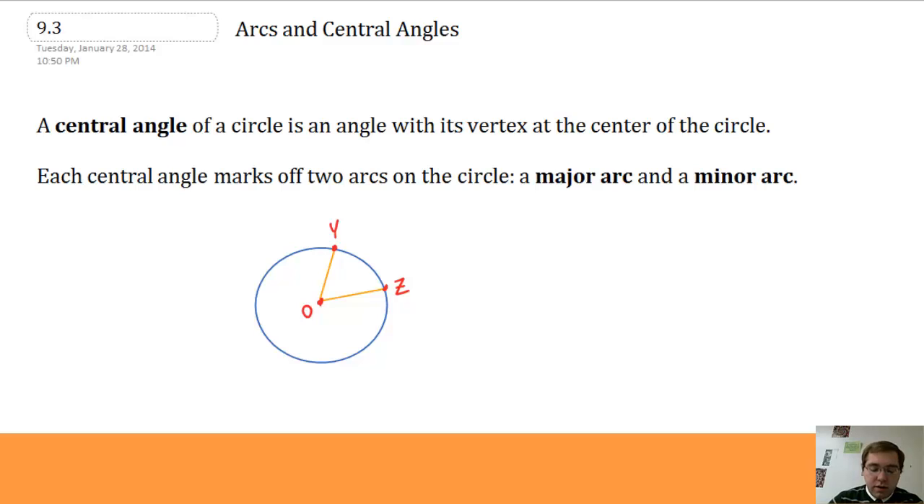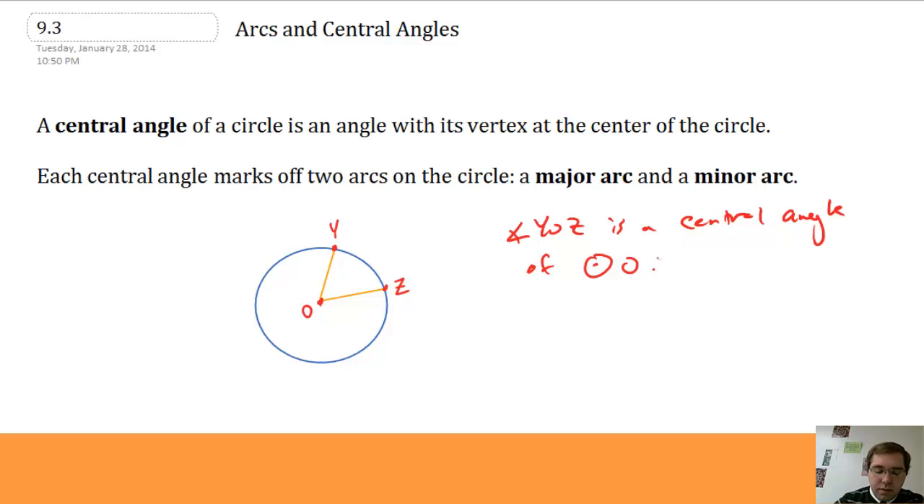So in the picture I've drawn here, angle YOZ is a central angle of circle O, because the vertex of angle YOZ, which is O, is the center of the circle.